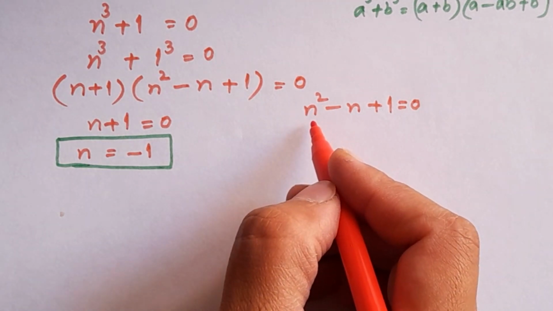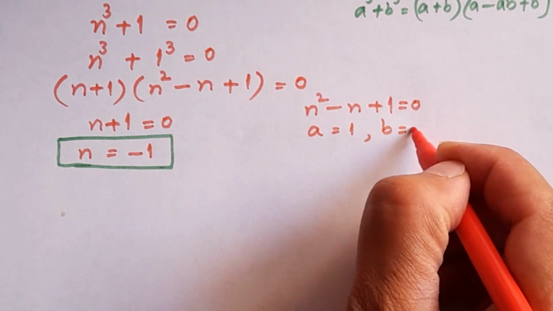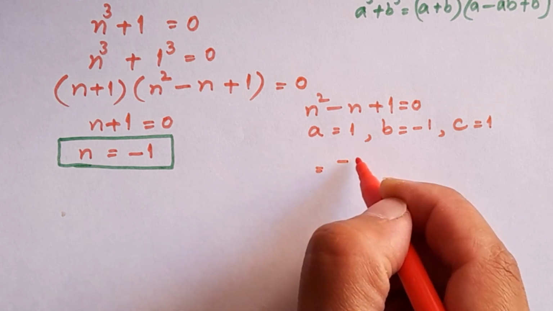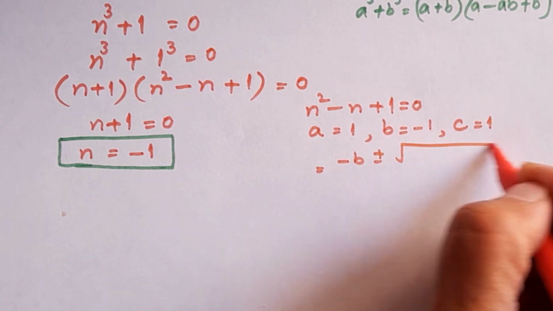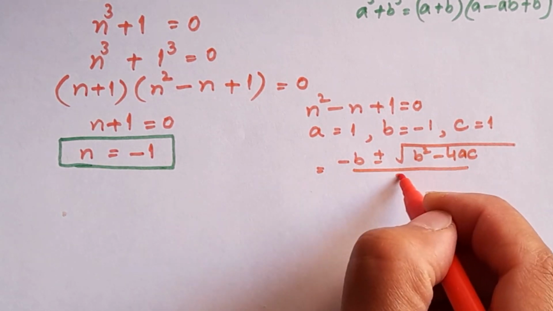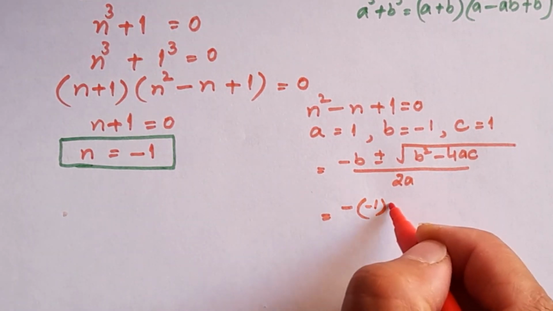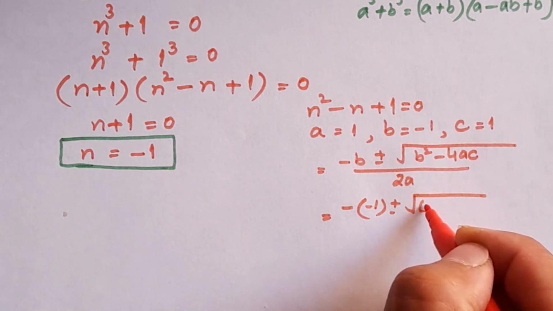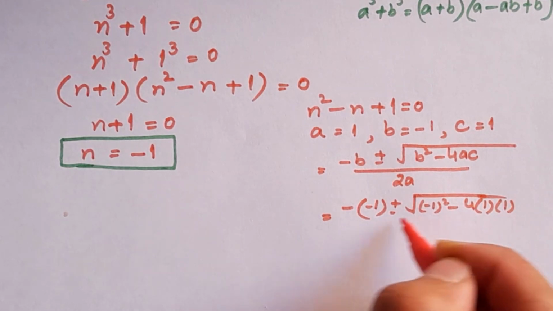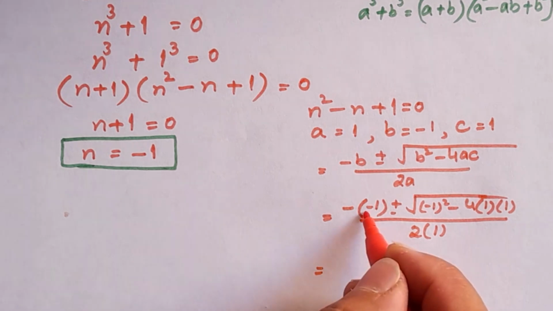This is a quadratic equation and we are going to use the quadratic formula, where a is equal to 1, b is equal to negative 1 and c is equal to positive 1. The formula is negative b plus or minus root b square minus 4ac, all divided by 2a. Let's put in the values. Minus b is minus of minus 1, plus or minus root of minus 1 whole square minus 4 times 1 times 1, divided by 2 times 1. Negative negative becomes positive.